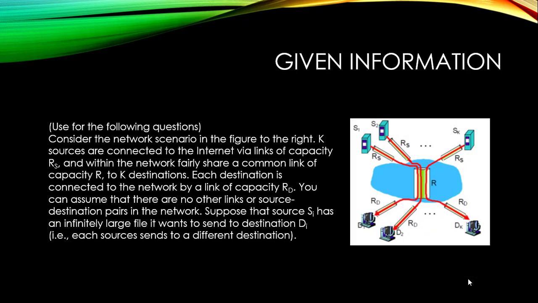So once again, we have the same given information as we had for questions 4 and 5. We're looking at that same network scenario where we have k number of sources. We have several sources that are connected up. They've got their capacity links of the source, which is RS. There's the capacity link of our destination, RD, and then we have a shared common link, R, for the internet.